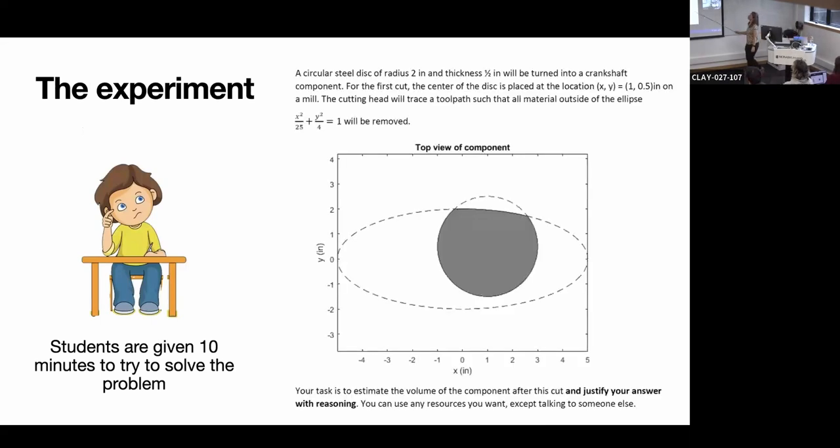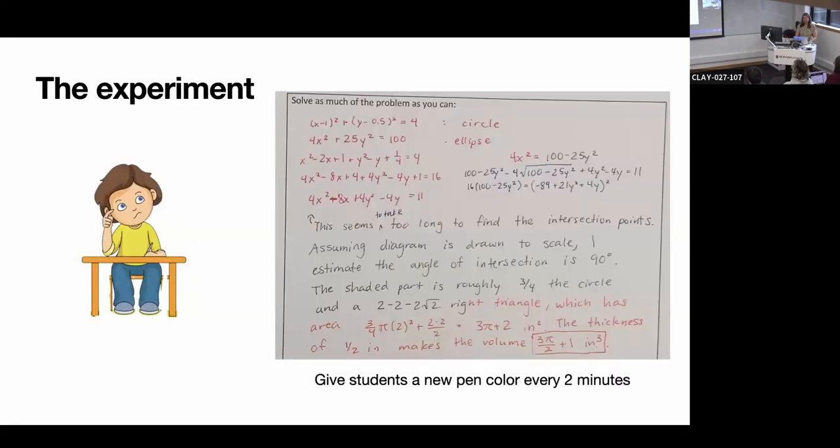Okay, here's the problem that we gave them to solve. So we just said, basically, you have a steel disc and you want to cut this thing out. Please estimate the area of this gray region using whatever method you want. And we didn't tell them why we were having them solve this. We just said, just solve this problem and estimate the area of that gray region. And as they did it, every 2 minutes, we gave them a new colored pen. So we could see the order in which they did things in their solutions and when they were switching, right? So we now have a time history of what they did as they solved the problem.